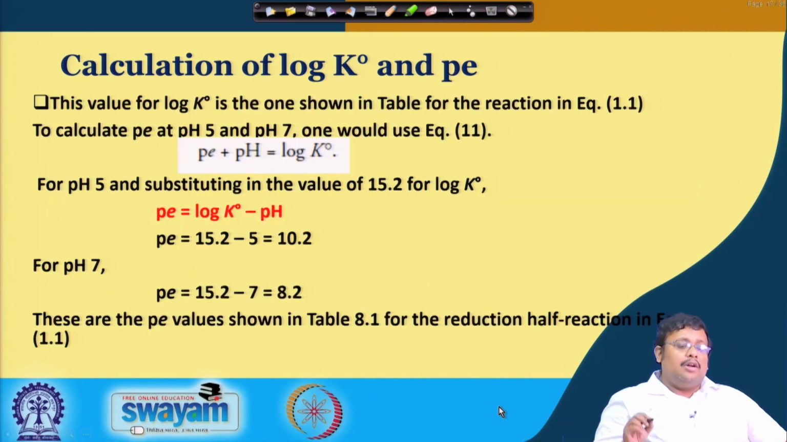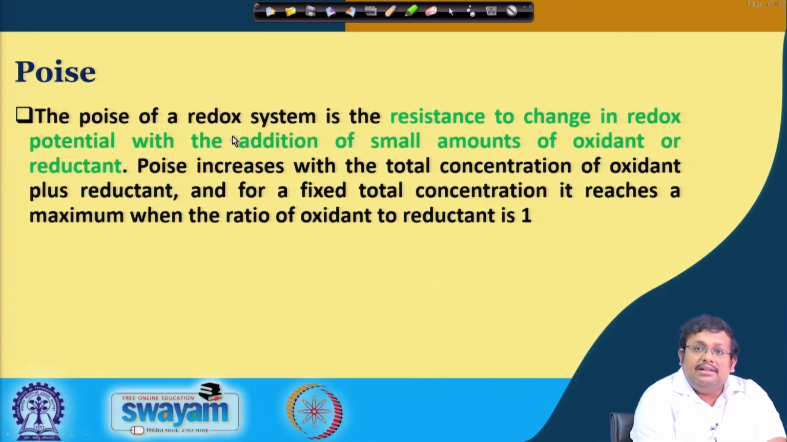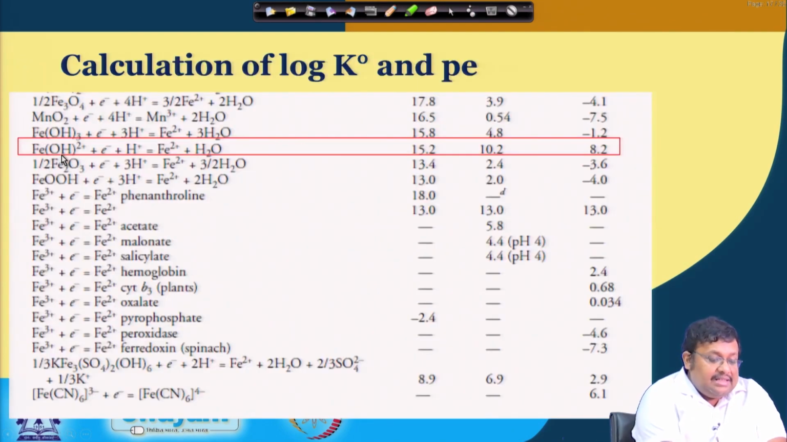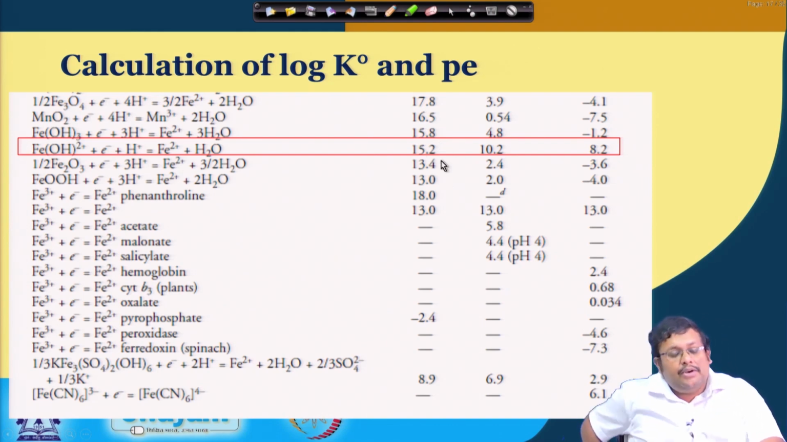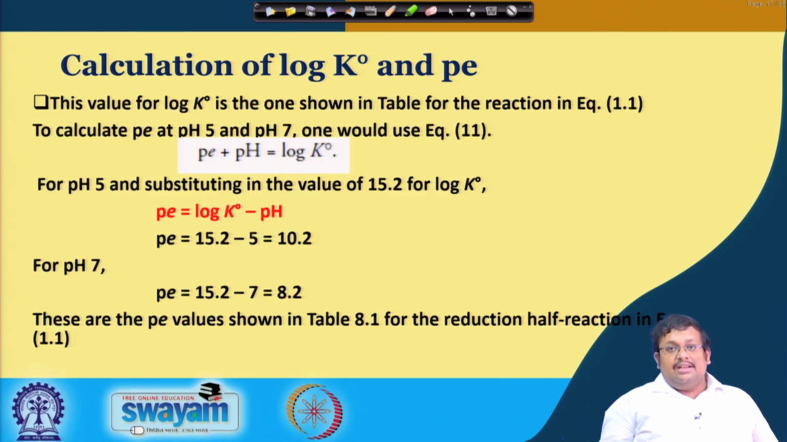Now, this value for log K0 is the same as we have seen in our table for the reaction of equation 1. So, you can see in this table this FeOH whole 2 to Fe2 plus, Fe3, that for this reaction we know that the log K value was 15.2. So, this value of log K0 is what we have already seen in the table for this reaction in equation 1. Once you calculate the P at pH 5 and 7, one would use equation 11.